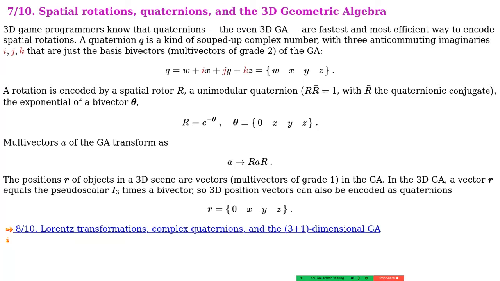Now, one of the things one has to deal with in a three-dimensional scene is position vectors of objects in the scene. A position vector is a vector or multivector of grade 1. It's not even, it's not a bivector, it's not a quaternion. Nevertheless, the position in a three-dimensional scene can be encoded as a quaternion because it happens to be that in 3 dimensions, a vector equals the pseudoscalar multiplied by a bivector. So a position vector transforms in the same way as a bivector, and it has the same number of components as a bivector, and therefore a 3D position can be encoded as a quaternion. This is part of the magic of quaternions as a way to represent scenes in 3 dimensions.